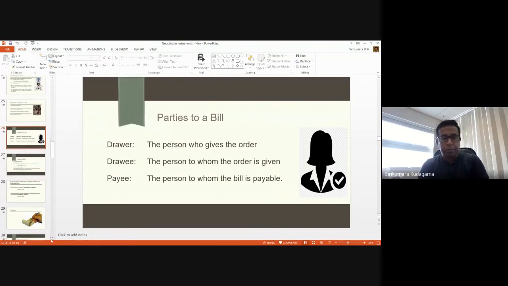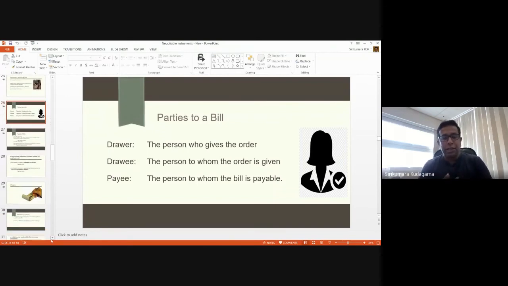As I mentioned earlier, there are three parties to a bill: the drawer, drawee, and payee. The drawer is the person who gives the order, the drawee is the person to whom the order is given, and the payee is the person to whom the bill is payable.